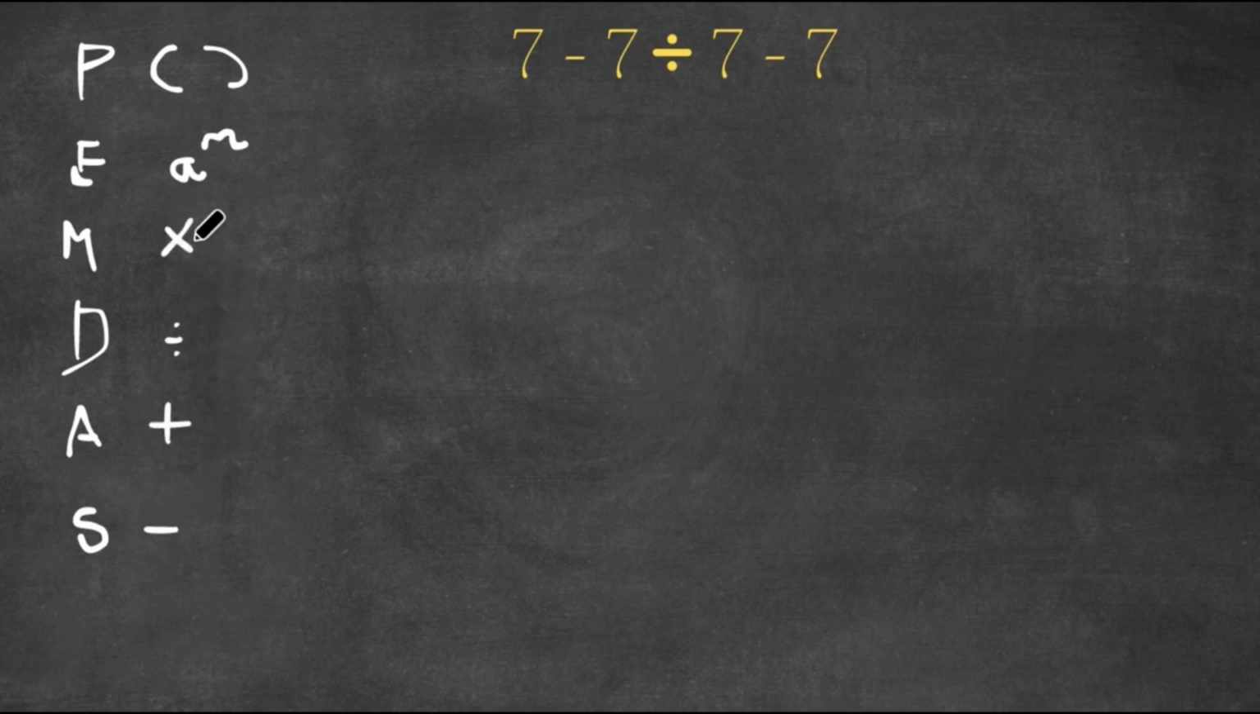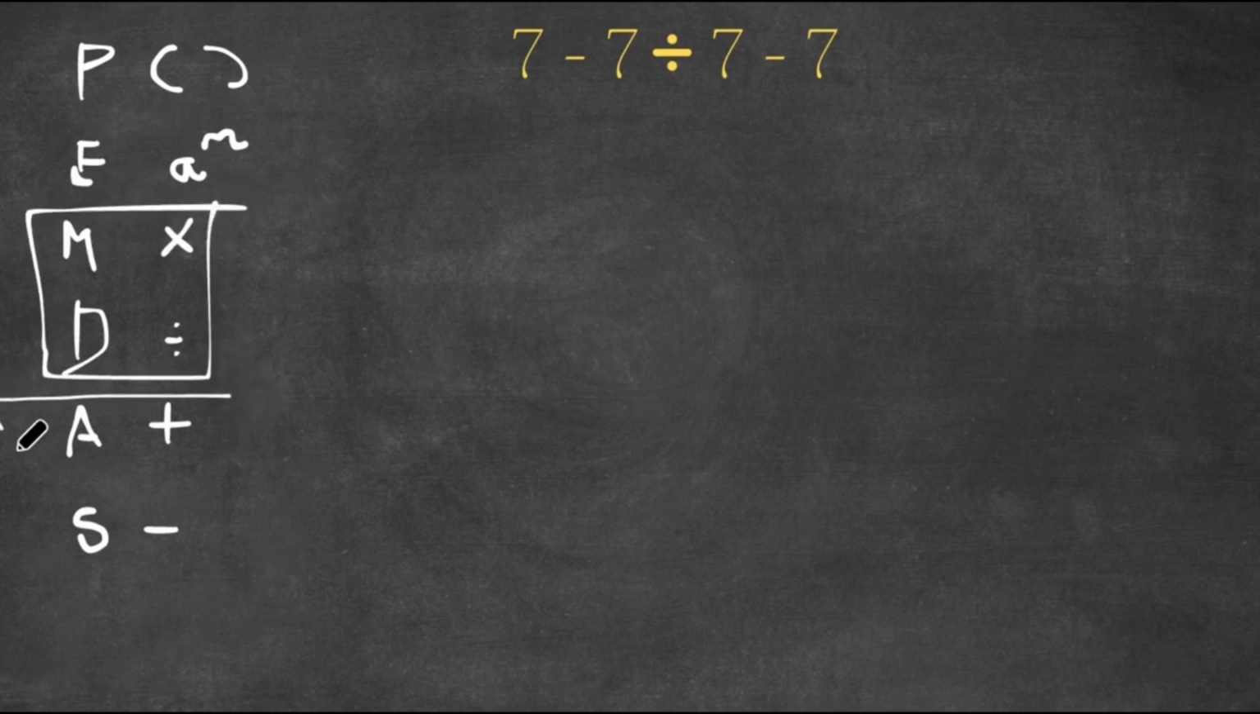However, multiplication and division, as well as addition and subtraction, depend on the order. So it's actually multiplication and division, and then addition and subtraction. Both of these are the same, depending on the order, so whichever one comes first.